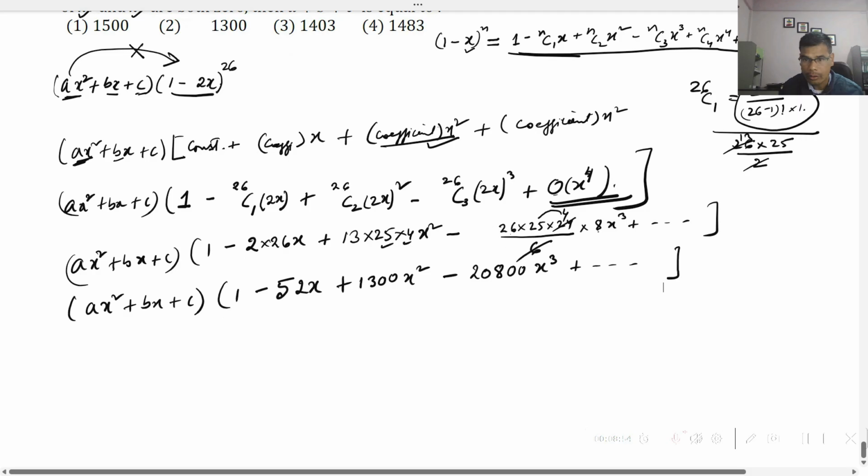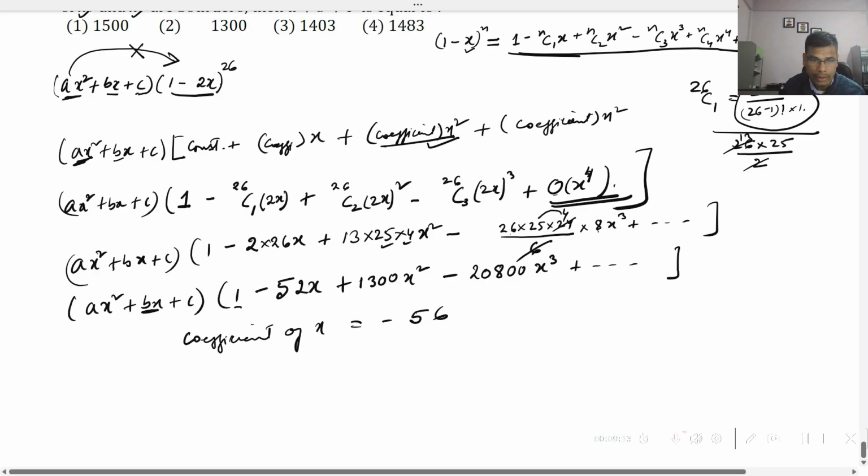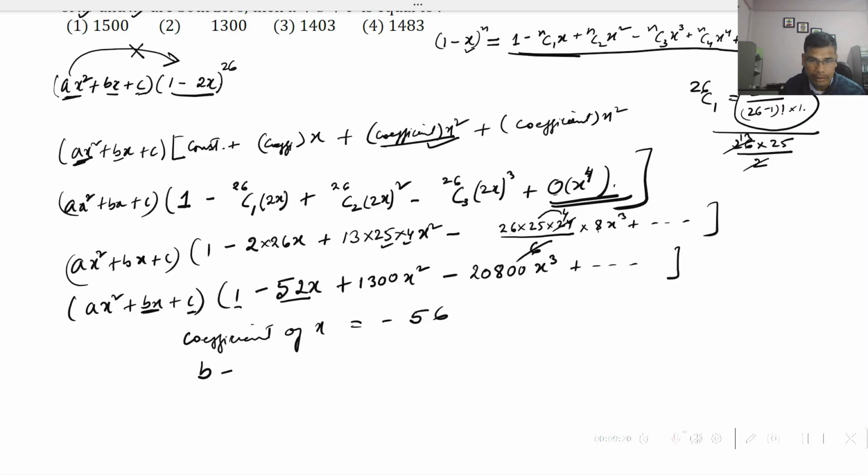Now we'll take the coefficient of x equal to minus 56. So how to get the coefficient of x? bx with the constant will be b, then the constant with this will be minus 52c. So this is equal to minus 56. Let us mark this as the first.